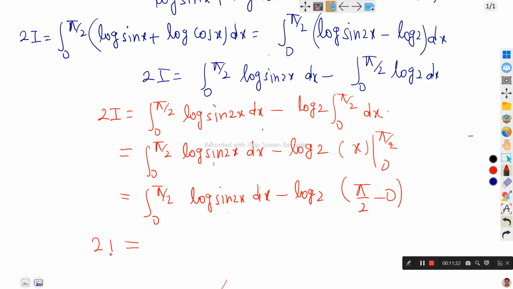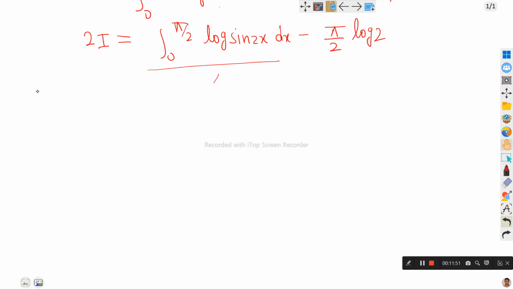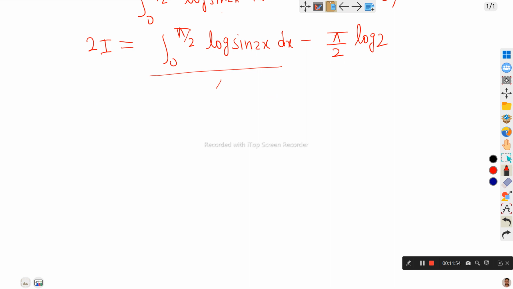So 2i equals the integral from 0 to pi by 2 of log sin 2x dx minus pi by 2 log 2. What is the problem now? We have to find out this integration. We find it by the method of substitution. Take this integral as I1. Then 2i equals I1 minus pi by 2 log 2, and take it as a star.